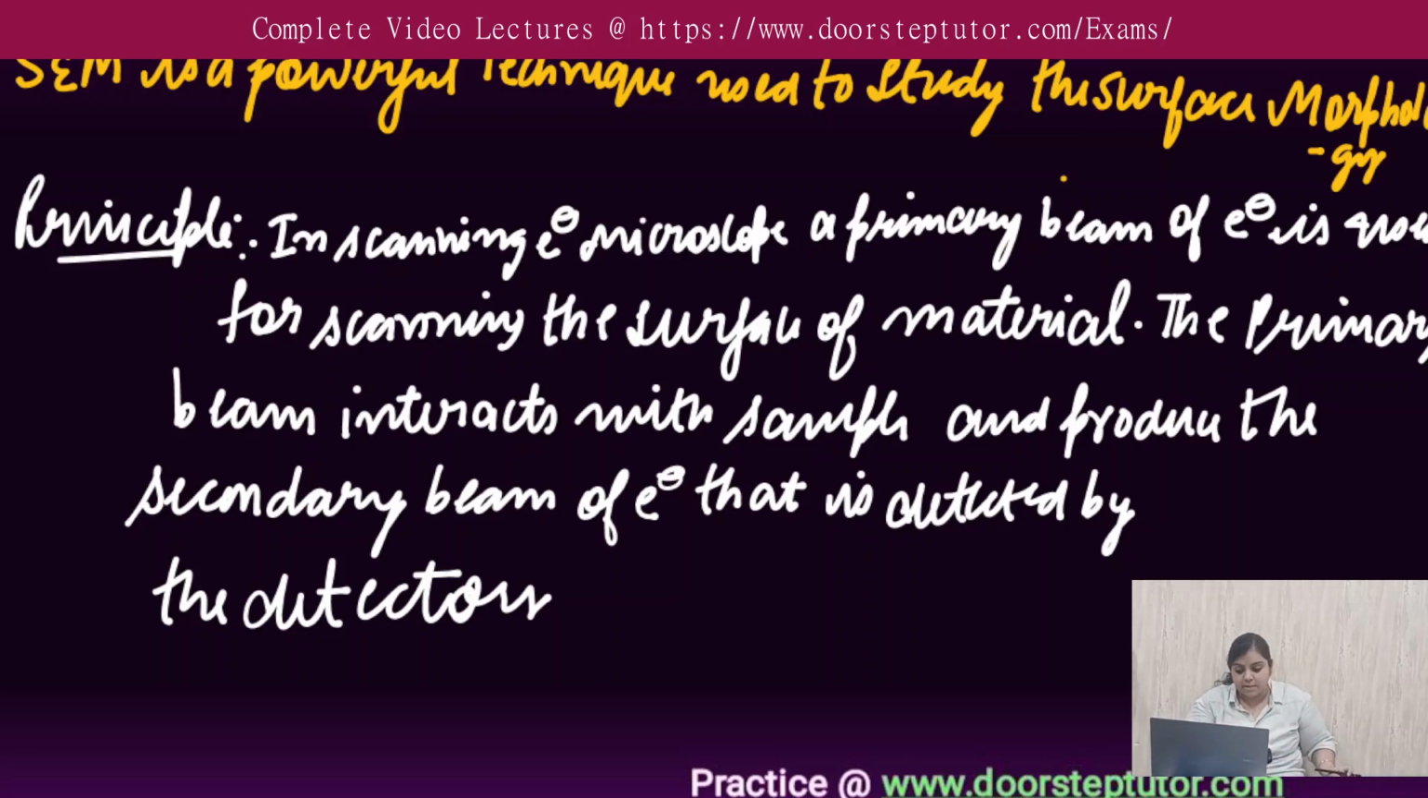So what is the basic principle? In the scanning electron microscope, a primary beam of electrons. The beam that you will be striking over the surface of your sample will be called your primary beam of electrons.